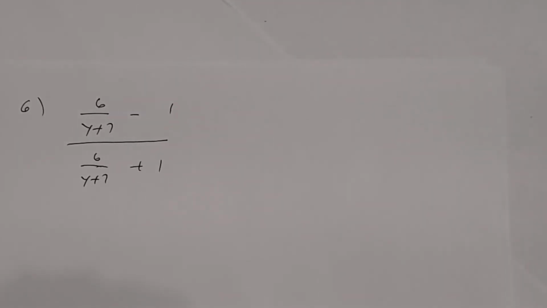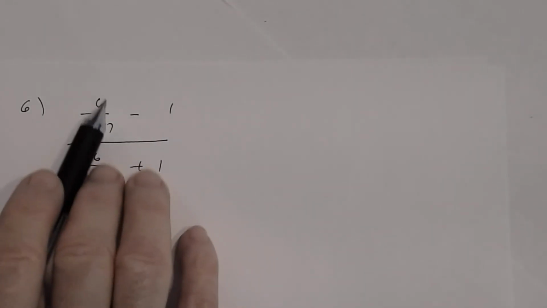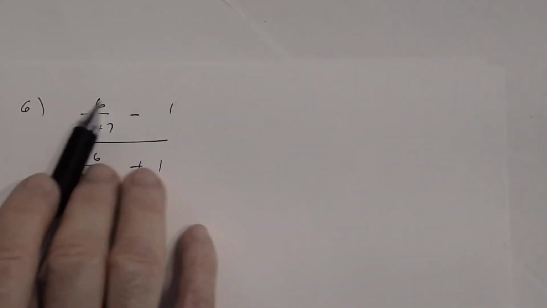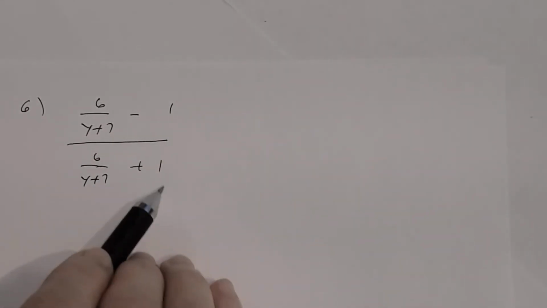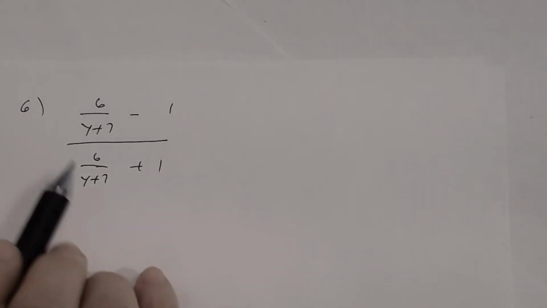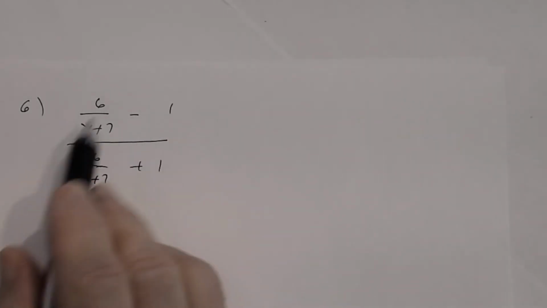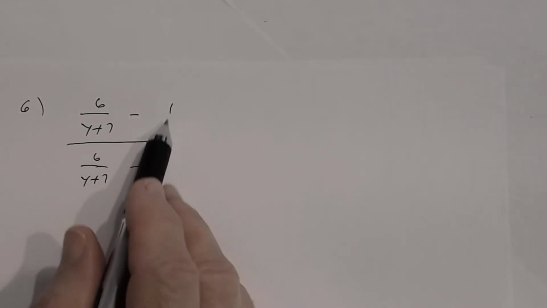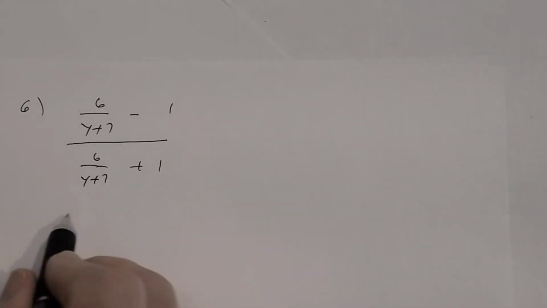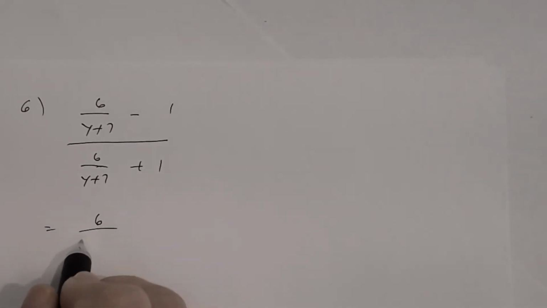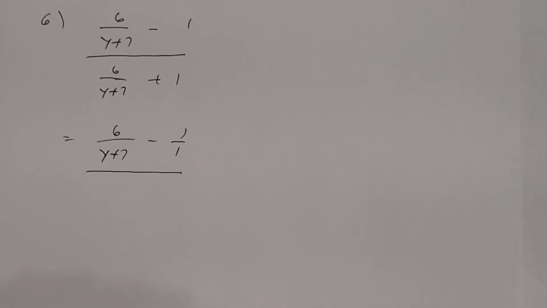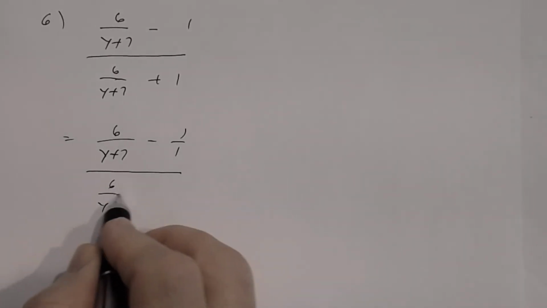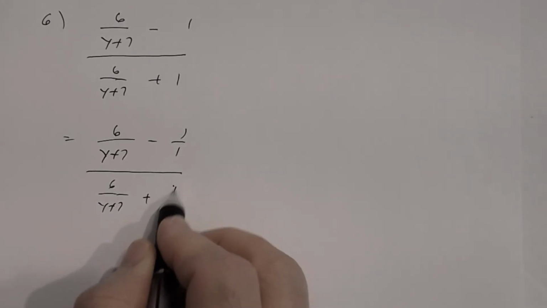So again, notice that in the numerator there are 2 fractions, this fraction and this fraction. In the denominator, I'm adding these two fractions, this fraction and that fraction. Okay, so I'm going to go ahead and rewrite this whole thing so that way you can obviously see a denominator here. So in other words, I'm going to write this as 6 divided by y plus 7 minus 1 divided by 1, divided by 6 divided by y plus 7 plus 1 divided by 1.